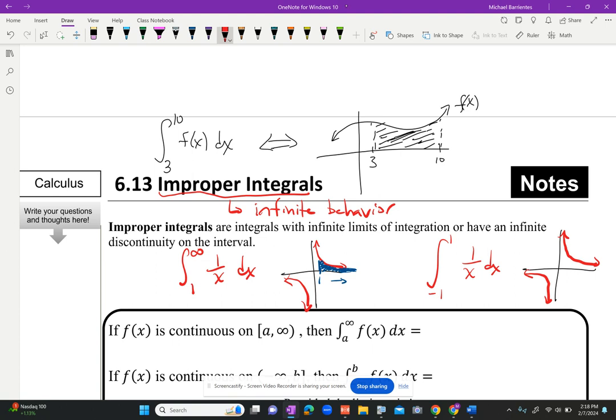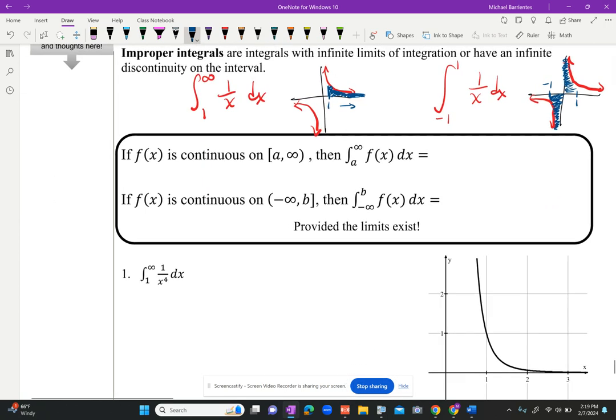But wait, if I'm looking for the area between -1 and 1, that means I'm starting at -1 and going to +1. That would mean that I'm shading an infinite amount of space here and an infinite amount of space here. Is that infinite amount of space equal to a number? Do they cancel out? Again, there's infinite behavior, not because my limits of integration are infinity, but because there's infinite behavior in the graph due to a vertical asymptote. So how do we get around that?